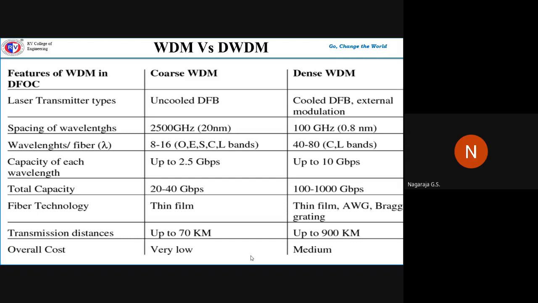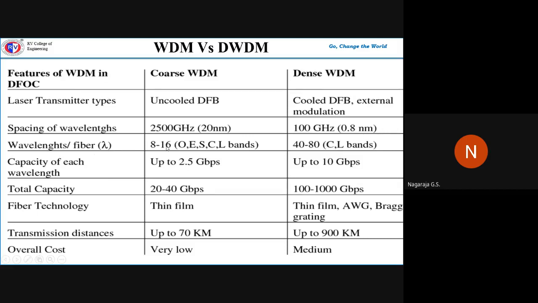Yeah, we have certain points relating to the technical specifications of these two technologies, which talk about laser transmitter types. It's an uncooled DFB here, and a cooled DFB with external modulation here. Wavelength spacing is 2,500 gigahertz, around 20 nanometers here. Here it is 100 gigahertz with 0.8 nanometer.